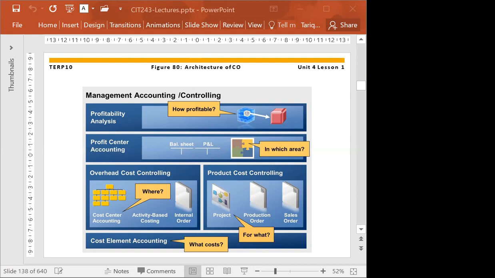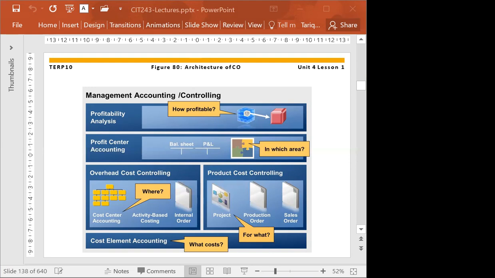So this is what you call an element. This is the architecture of the controlling. In this architecture, you can see that we have product cost controlling and overhead cost controlling. So data moves from these to the profit center accounting and to the profitability accounting.